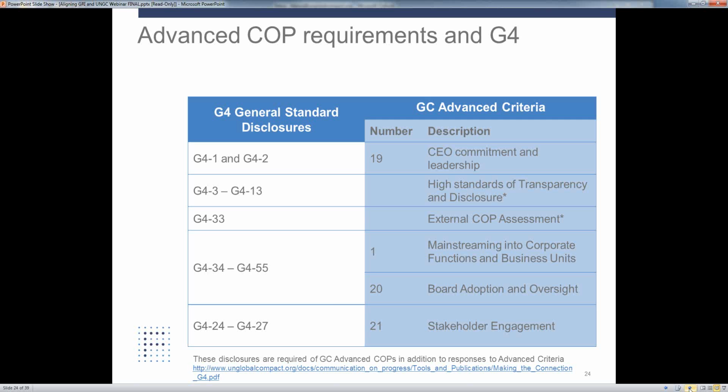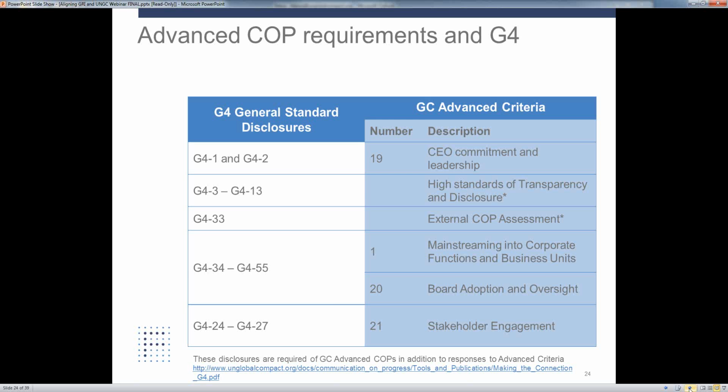So for example, on this first page here, we see a listing of the general standard disclosures. G4.1, as many of you know, is the CEO letter, and that aligns perfectly with having a CEO commitment and leadership be evident within the Global Compact communication on progress. We have certain G4 34 to 55, those are the governance indicators. That aligns with mainstreaming the corporate functions and board adoption and oversight.